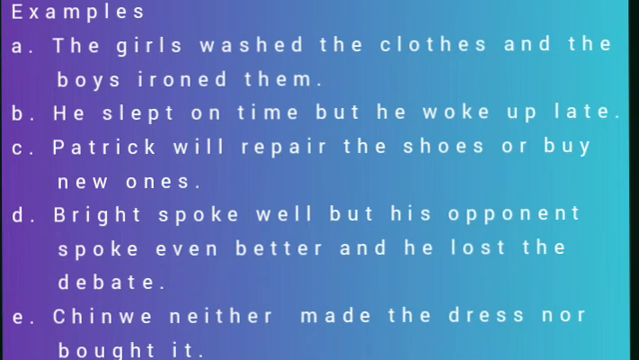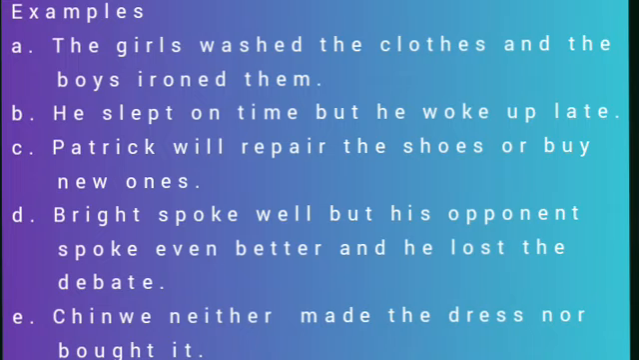Look at another example. He slept on time, but he woke up late. There are two clauses in that sentence. He slept on time. The word that is used to join the two clauses together is but, as underlined in that sentence. It shows that, unfortunately, even though he slept early, he still woke up late. So that is what we call a compound sentence, because we have two sentences joined together, two or more.